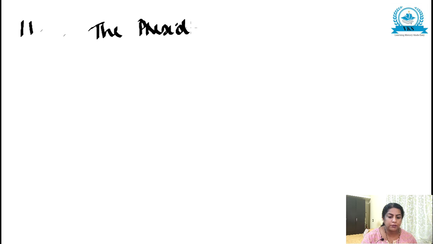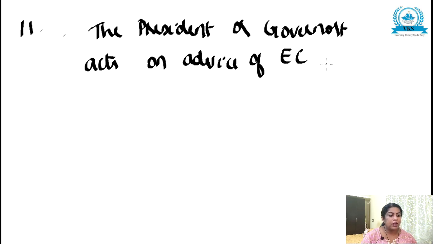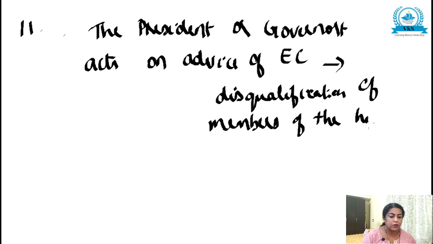The president or the governor acts on the advice of the Election Commission at the time of disqualification of members of the House. During such a situation, the president or the governor acts on the advice of the Election Commission.